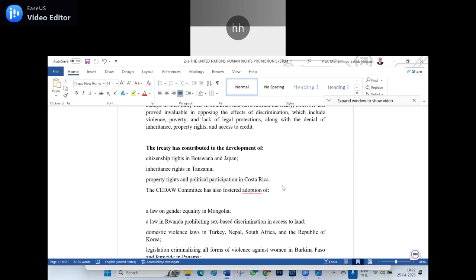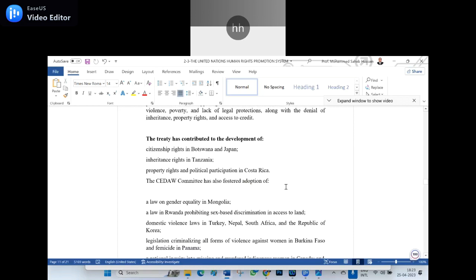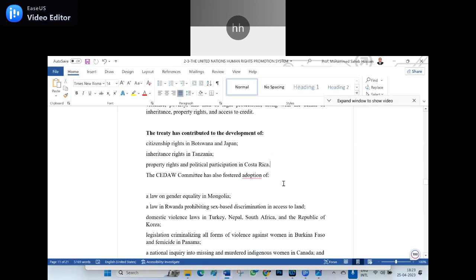So the property rights and political participation in Costa Rica. The CEDAW committee also fostered adoption because they observed citizenship rights are somewhat curtailed in Botswana as well as in Japan. And when you come to Tanzania, inheritance rights are curtailed because of traditional practices. And property rights and political participation in Costa Rica also did not follow the CEDAW conventions. So the CEDAW committee also fostered adoption to see that those things should be eradicated.